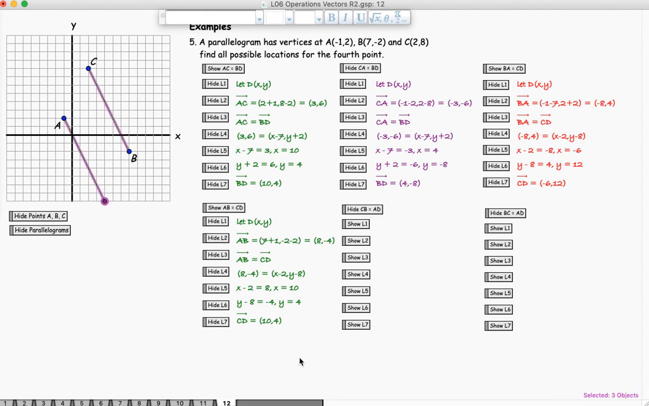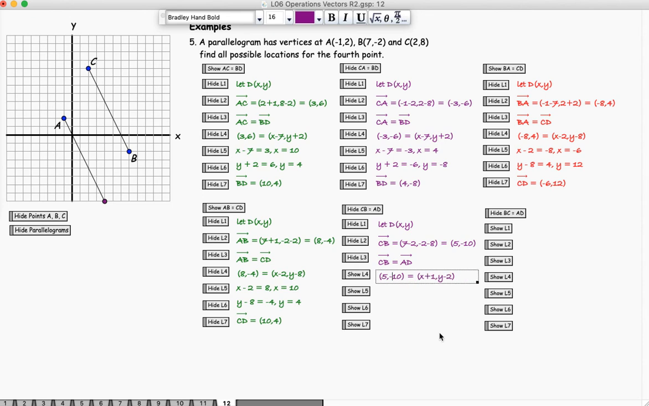So CB equals AD. Again, start the same way. D is x comma y. Let's find what CB is. So from C to B, we can say up 5, and we can say down 10, or we can subtract 2 and subtract 8. Now we have CB is equal to AD. Now what is AD going to be? So from A to D, to zero this out, I'm going to have to add 1 to that, and I'm going to have to subtract 2 to that. So 5 comma, that should say negative 10, so let's fix that. 5 comma negative 10 is equal to x plus 1, y plus 2.